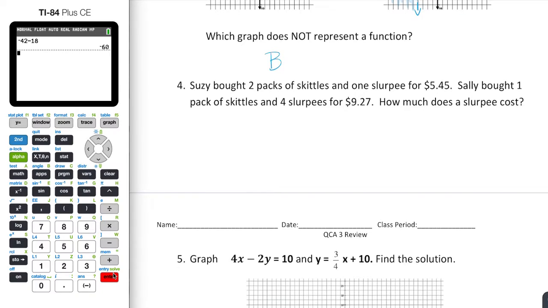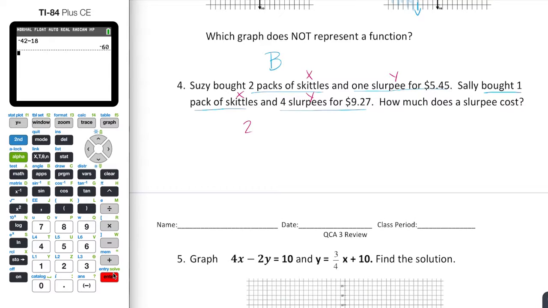All right, number 4. Susie bought 2 packs of Skittles and 1 Slurpee for $5.45. Sally got 1 pack of Skittles and 4 Slurpees for $9.27. So it wants to know how much a Slurpee costs. So Skittles, I'm going to do x, and Slurpee is y. So we're going to have 2 equations here, a system of equations. The first one is going to be for what Susie bought, and the second one is for what Sally bought.